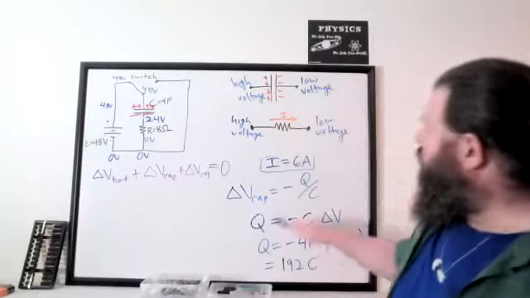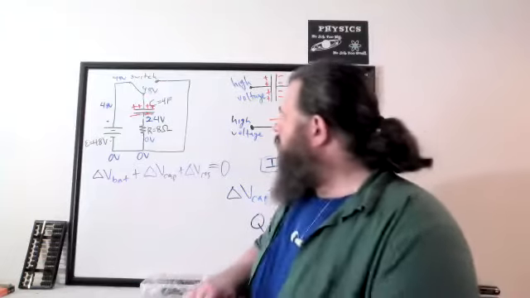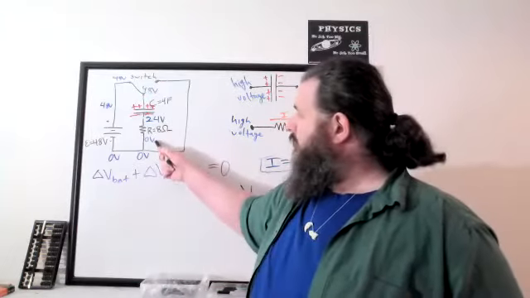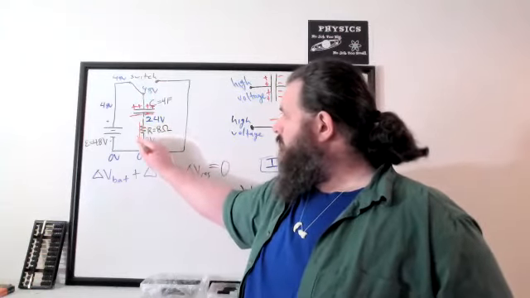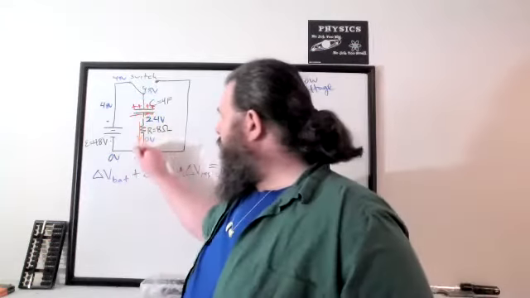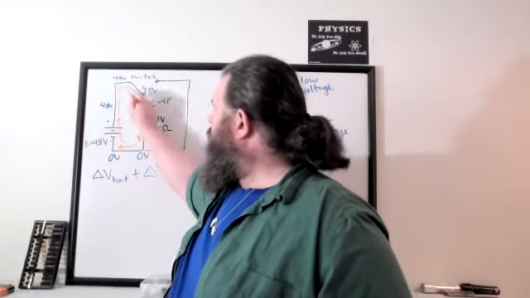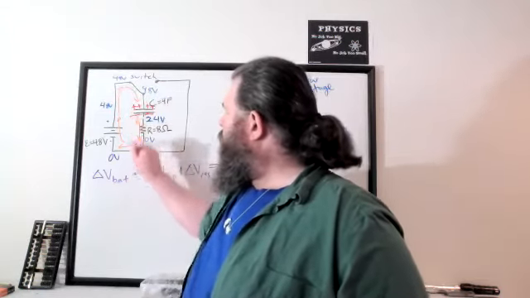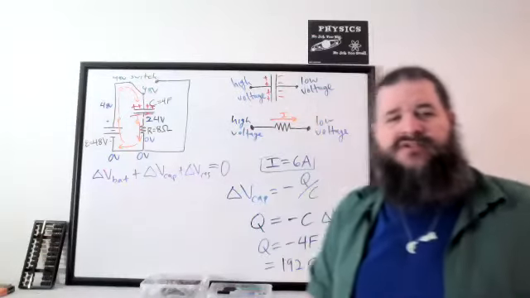Once again, we should expect current to flow from the high voltage zone towards the low voltage zone. 24 volts is higher than 0 volts, so we expect current to flow through the resistor from high voltage to low voltage. And then it's going to circulate around the rest of the loop in that same direction. So current is going to flow clockwise in this case as the capacitor charges up.